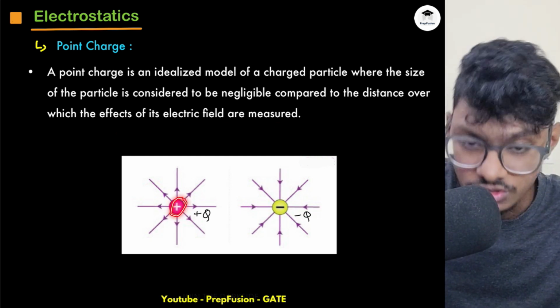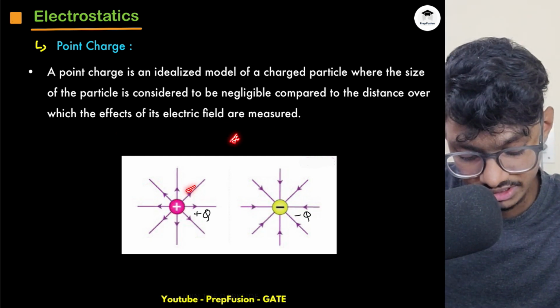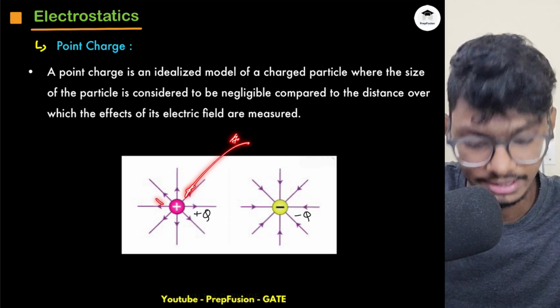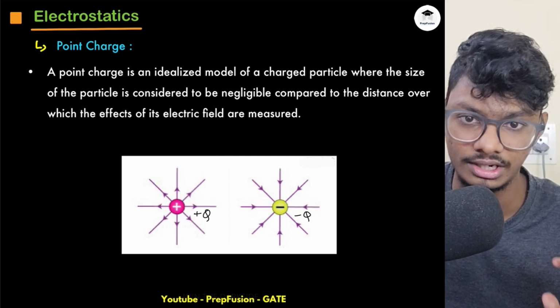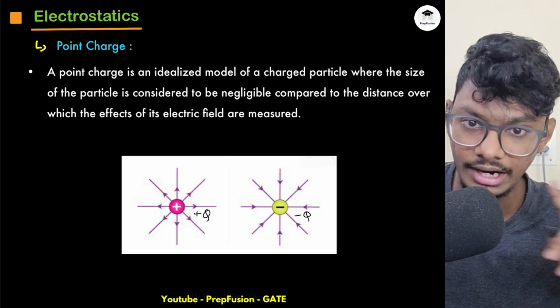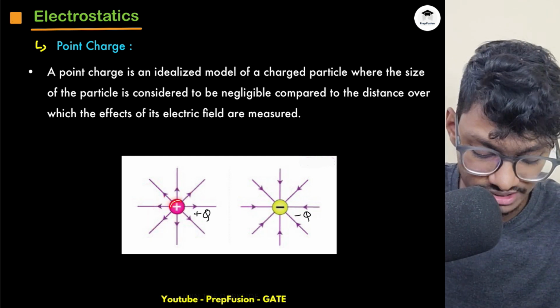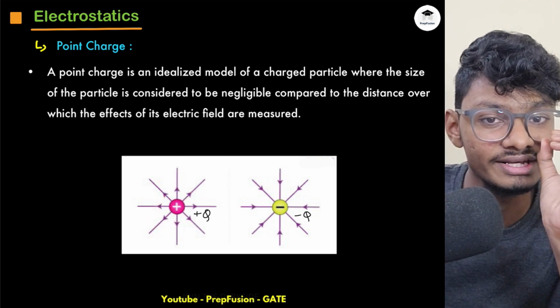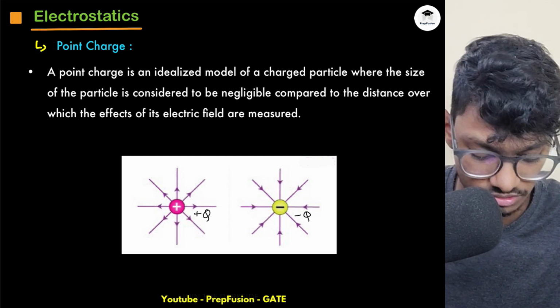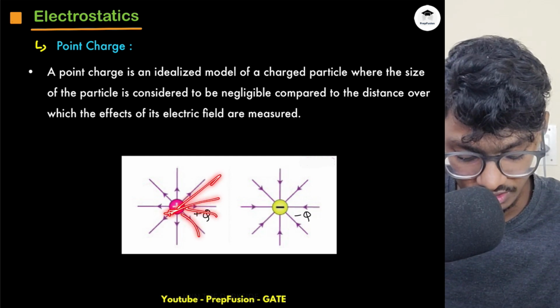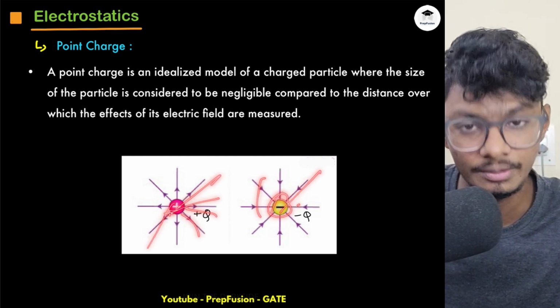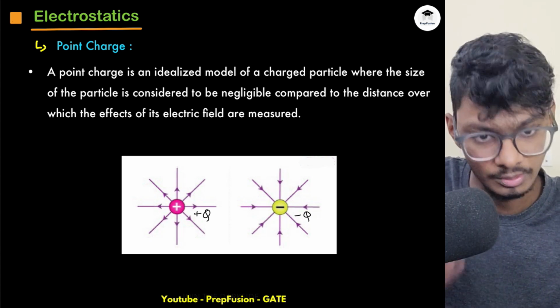So compared to its own size, the distance through which I will measure the electric field will be large. Why is this so significant? We'll learn this when we study the electric field and Coulomb's law. Don't worry. You just have to remember this: a point charge is just like a sphere, but of radius almost equal to 0. If it is positive, the electric field will go out, and if it is negative, the electric field will come in. We'll learn about this later on. Don't worry about electric field direction.